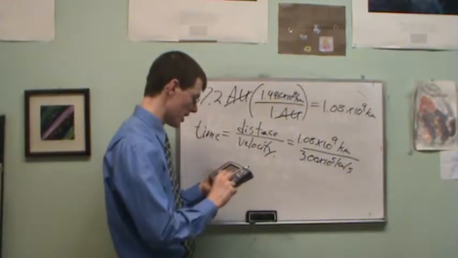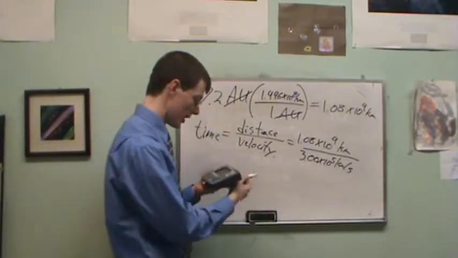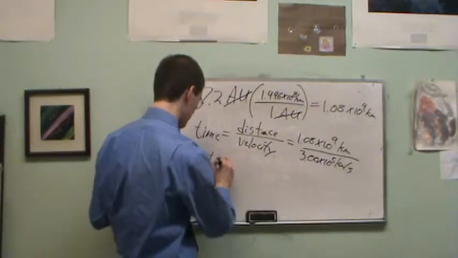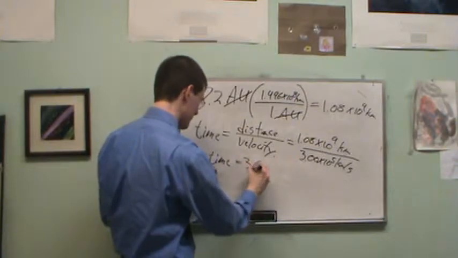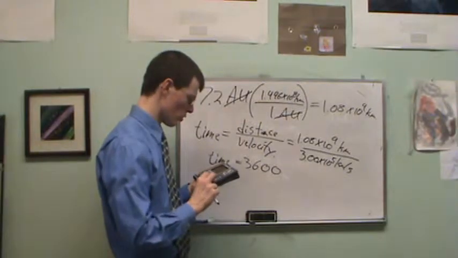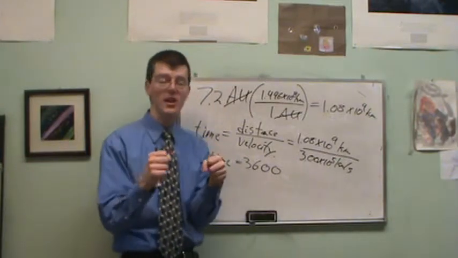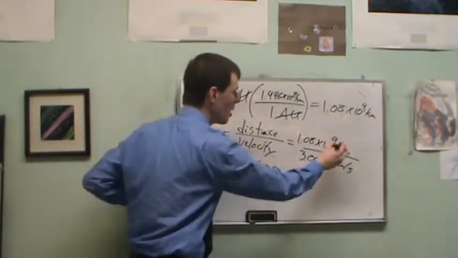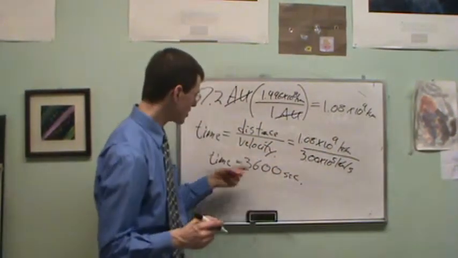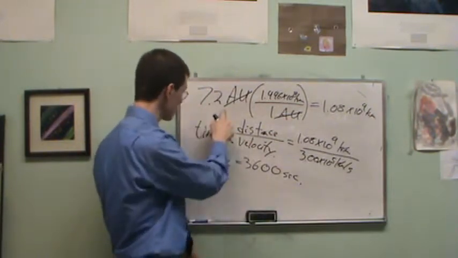1.08 times 10 to the 9th divided by 3 times 10 to the 5th. And what do I get? I get 3,600. Okay, I get 3,600. So what is that? What units would that be? Remember, no naked numbers. Every number in this class should be accompanied by the units. Kilometers canceled kilometers, divided by, oh, this is in seconds. Seconds. It takes 3,600 seconds for light to travel 7.2 AU.